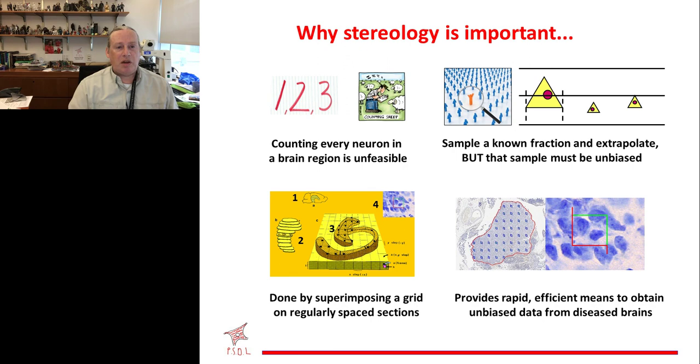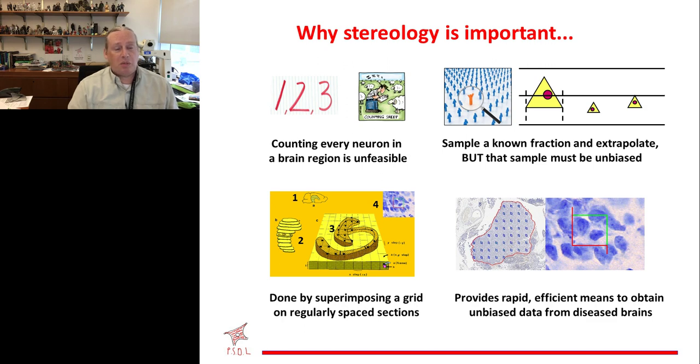Now, for that method to actually work, it's crucial that the sample that we take must be completely unbiased. That's a term for sampling structures within the brain. As cells get bigger or the brain might shrink, our probability of sampling them would change. So we have to come up with a method that will overcome that. That method is done by superimposing a regularly spaced grid on top of sections that are themselves regularly spaced and of known thickness.